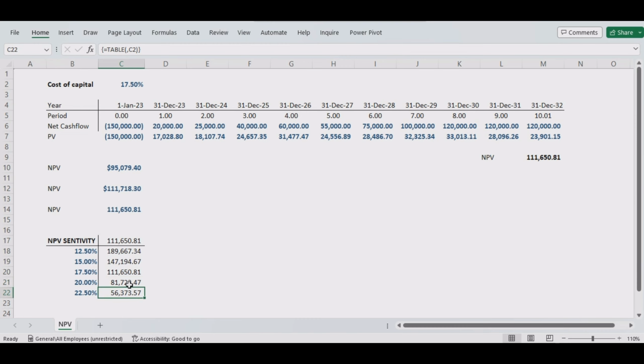So this is how you find the net present value using Excel collectively. It's important that you understand this and avoid making incorrect decisions or misleading the management or the board.